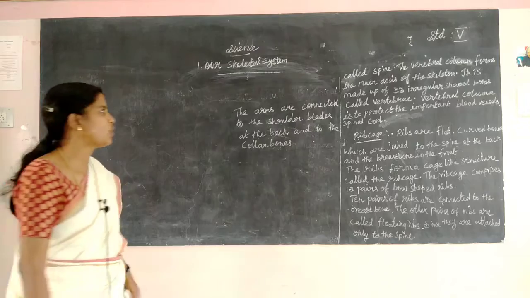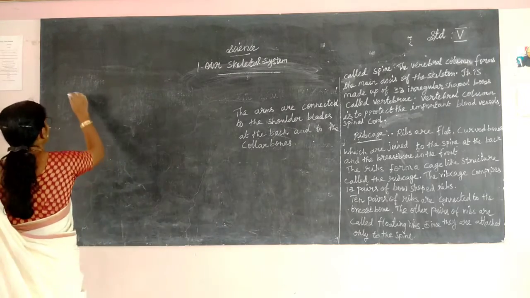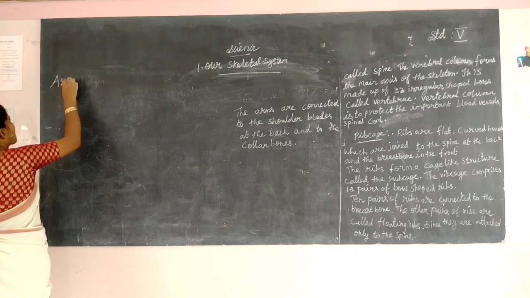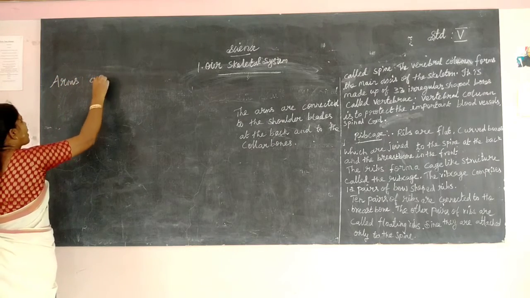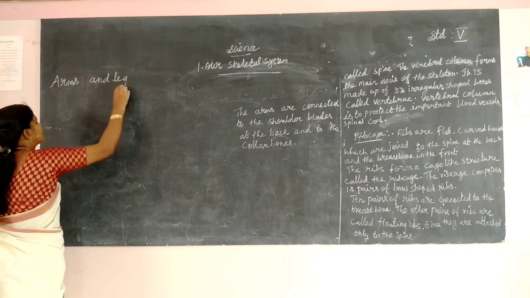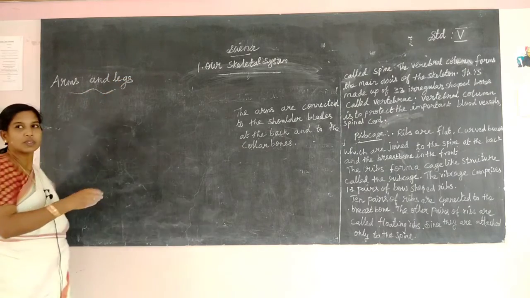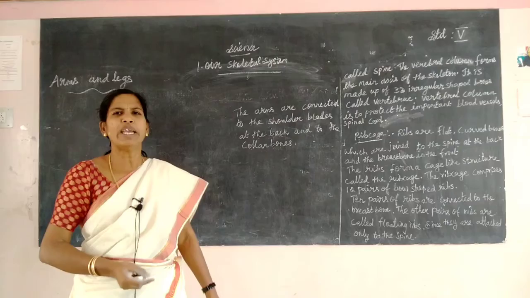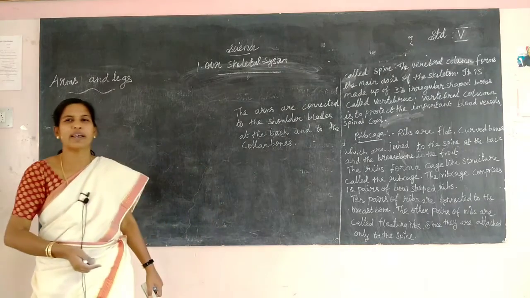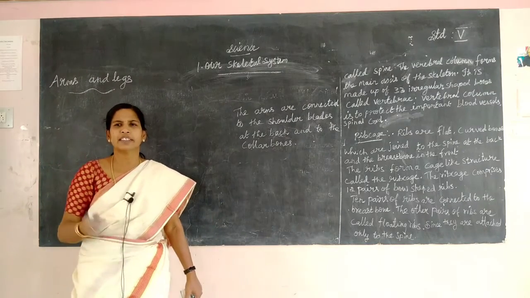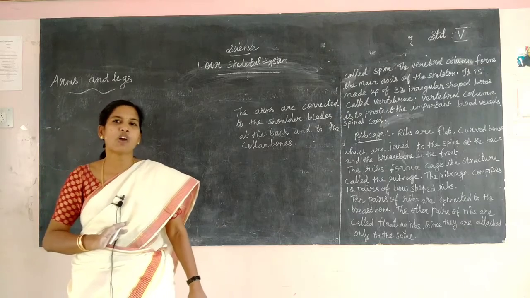Okay, children. Next one, arms and legs. We have two pairs of limbs. Each arm has three long bones and several short bones.